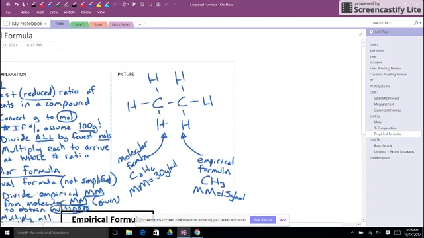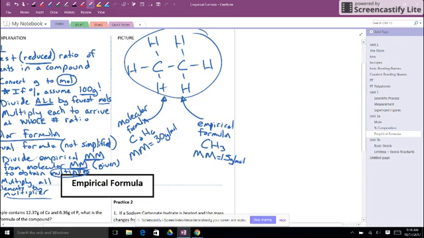Now let's look at this little picture here. What I got here is 2 carbons bonded to 6 hydrogens. And the molecular formula would just be what you see. It'd be C2H6 because we have 2 carbons bonded to 6 hydrogens. The molar mass of that compound would be 30 grams per mole, just adding up the 2 carbons and the 6 hydrogens. The empirical formula for that would be the simplest version, CH3. It can be reduced to 1 carbon, 3 hydrogens. And the molar mass of that empirical formula substance would be 15 grams per mole.